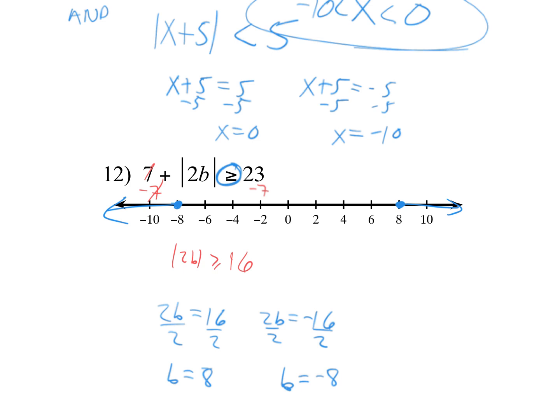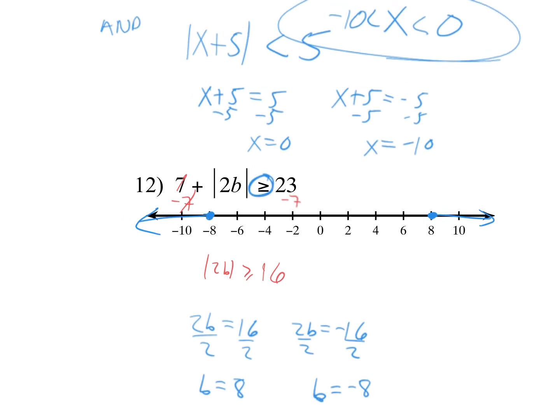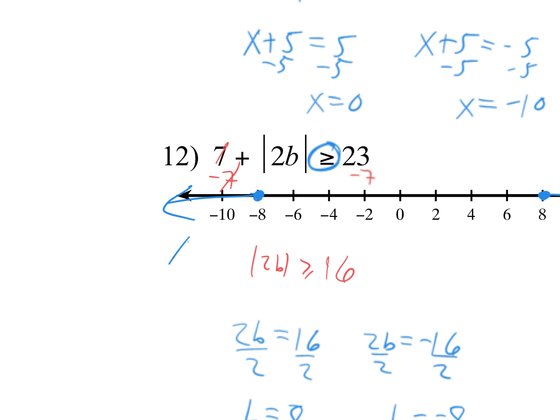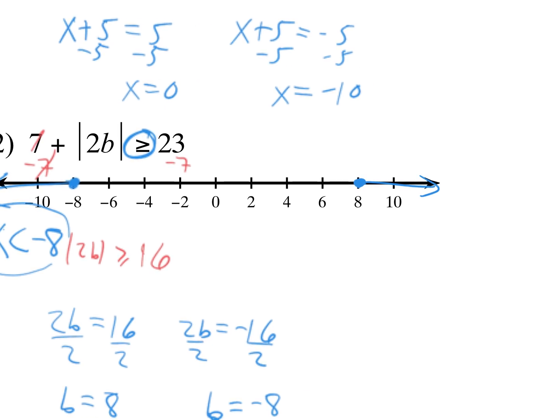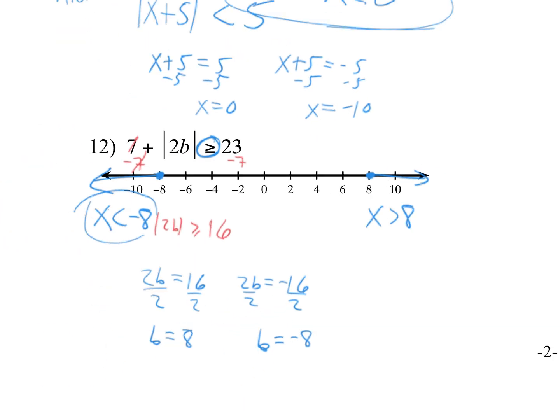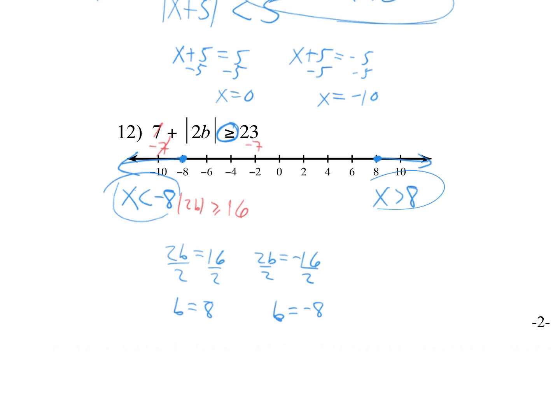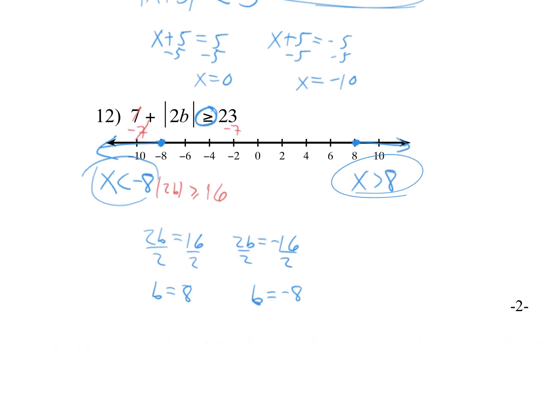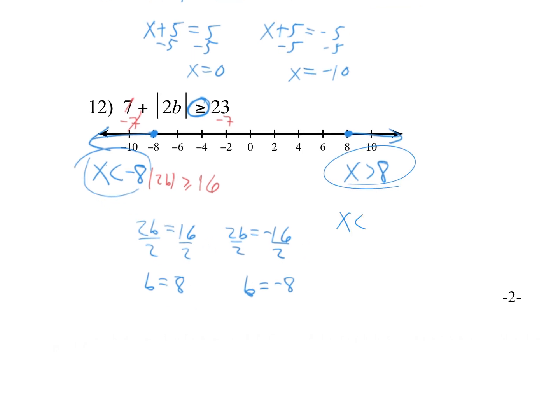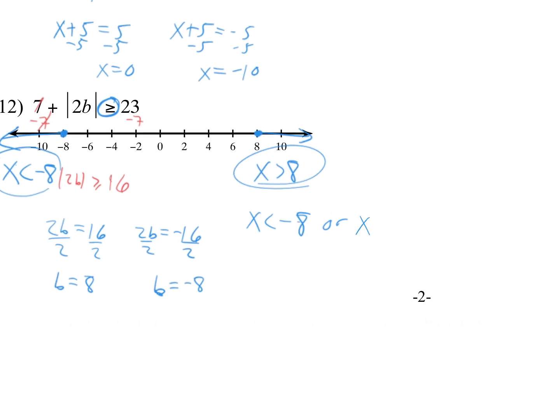So we want to write inequalities for each of these little sections. So for this first one, we have x is less than negative 8. So that's one of them. And then for our other one, we want values of x that are bigger than positive 8. So if we have this, and it's an or statement, to write it together, it's going to be x is less than negative 8, or x is greater than 8.